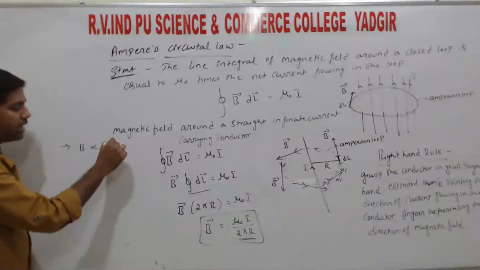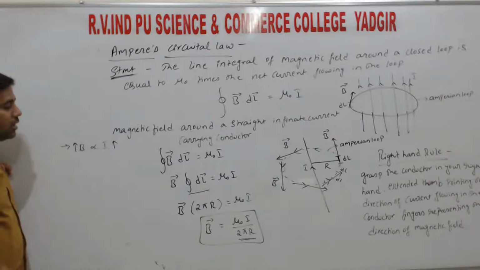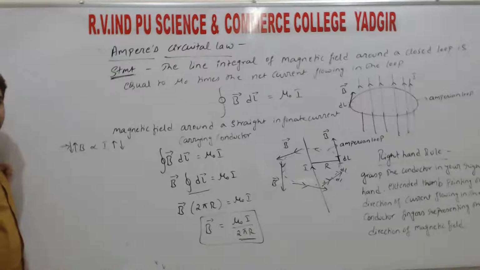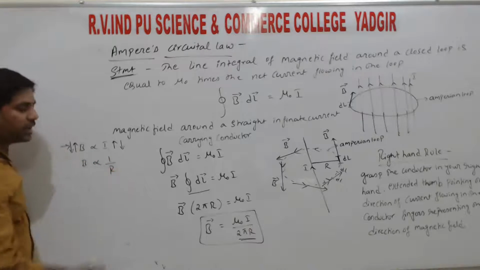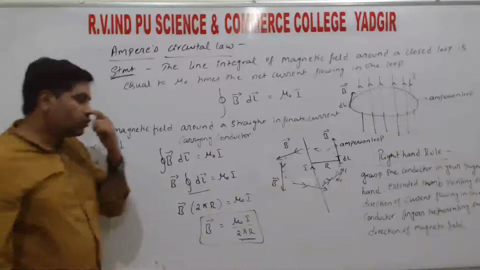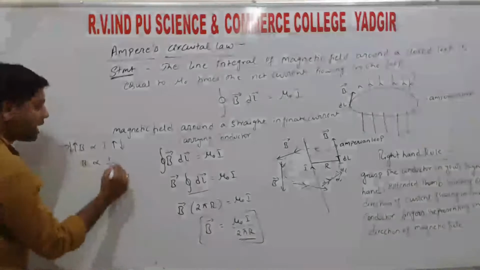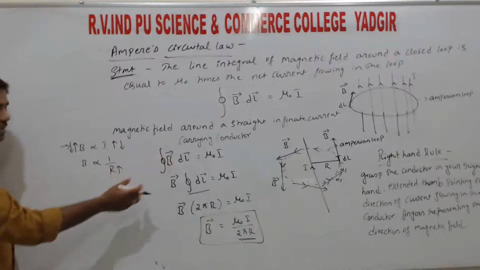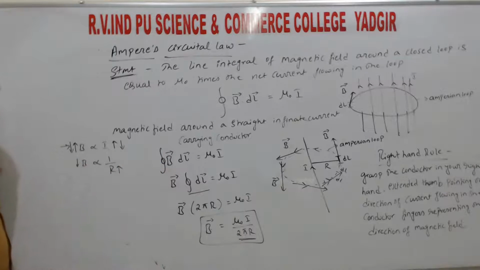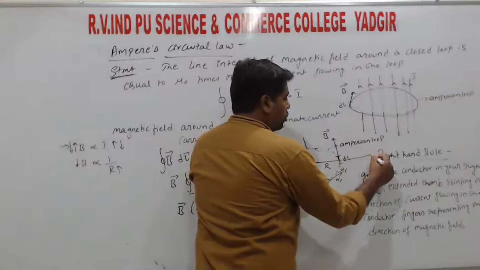As the current increases in the conductor, the strength of the magnetic field also increases, right? As the current decreases in the conductor, the strength of the magnetic field also decreases, right? Next, B is inversely proportional to the radius of the circle. As the radius of the circle increases, that means the surface increases, and the magnetic field decreases, right? So initially I considered the radius up to here.